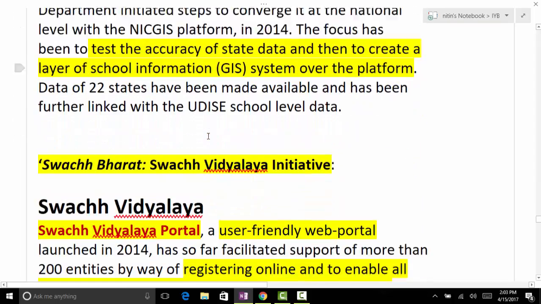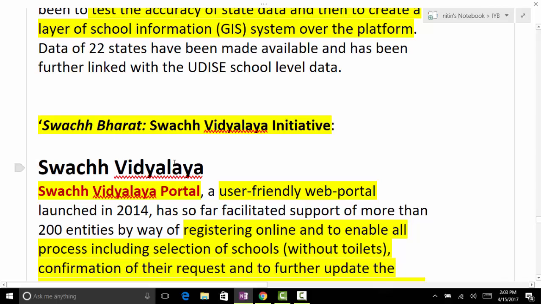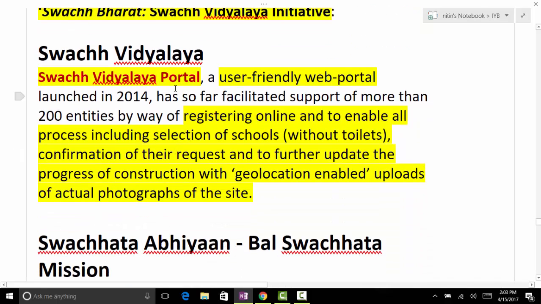GIS mapping is done. Swachh Bharat, Swachh Vidyalaya initiative we had done earlier. Remember, toilets for the girls' school means separate toilets for boys and girls. Then Swachh Vidyalaya portal is there. It's a user-friendly web portal. All the schools are selected and ensuring they are with the toilets. They are being tagged, the photographs are uploaded and action is taken accordingly.